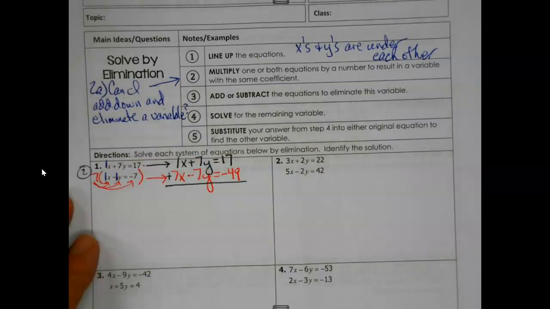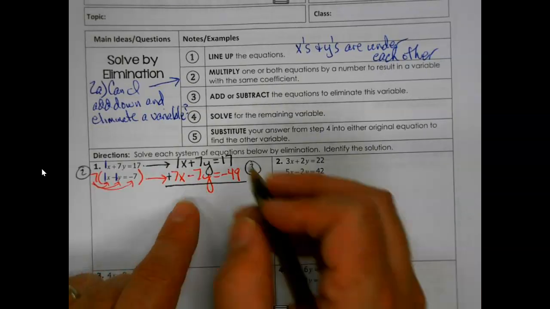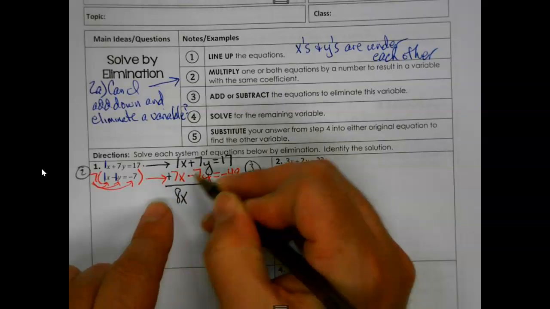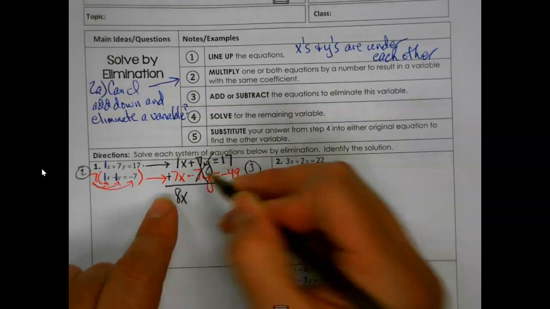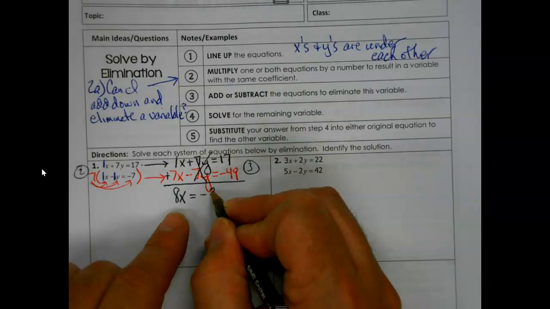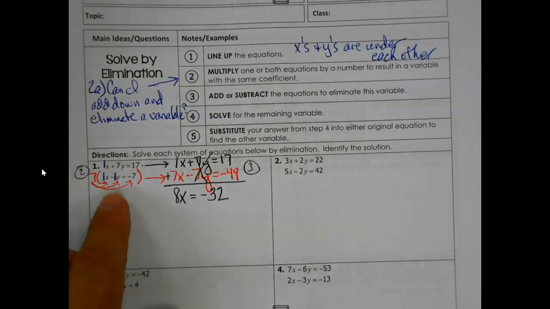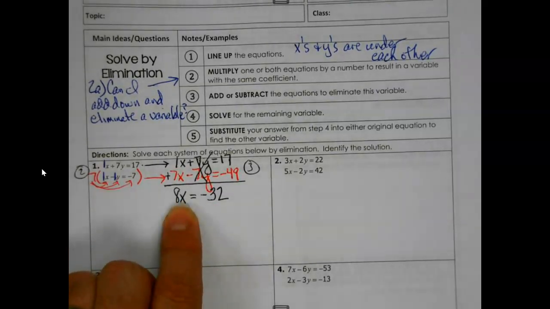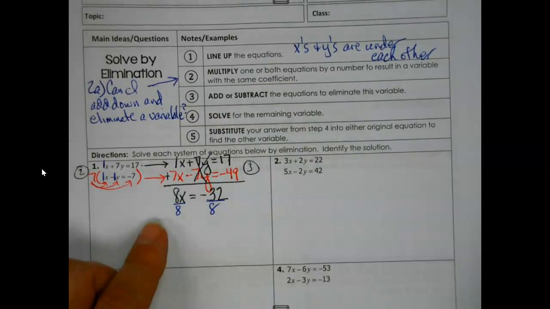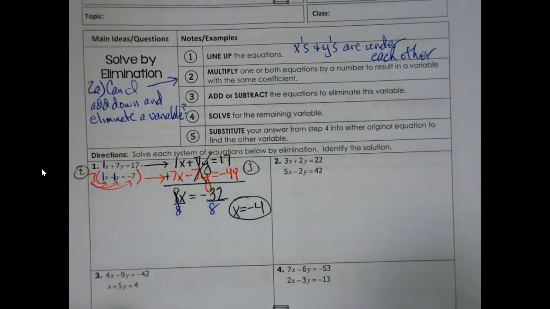Okay, so that was step 2 we just did. This now is going to be step 3. When we add down, 1 plus 7 is 8. 7 plus negative 7 cancels. There's our elimination that we were trying to get. And 17 and negative 49 is negative 32. So all of a sudden, we have gone from 2 equations with 2 variables to 1 equation with 1 variable that we now can solve for. So there's my first answer.